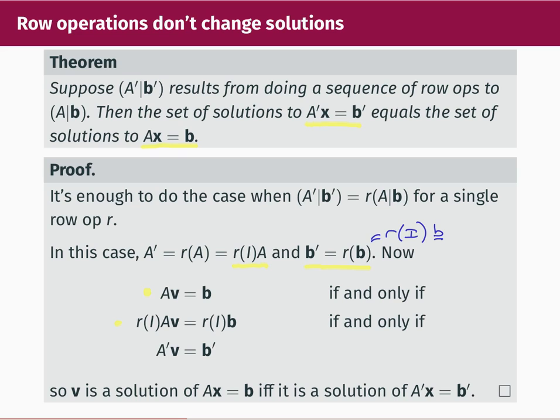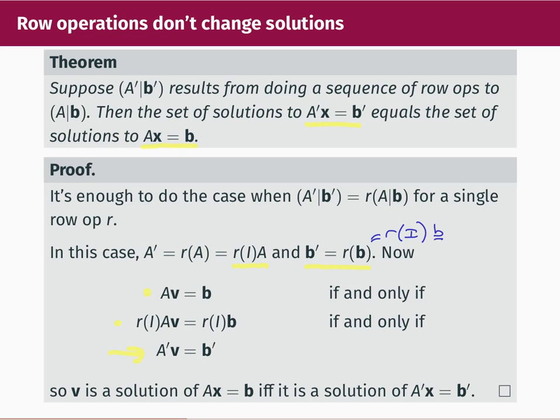But we've just observed that R of I times A is A' and R of I times B is B'. So the second line is equivalent to the third line, which says precisely that v is a solution of the matrix equation A'x equals B'. Altogether, we've shown that v is a solution of Ax equals B if and only if it is a solution of A'x equals B'. In other words, doing a row operation to an augmented matrix does not change the set of solutions to the corresponding matrix equation.